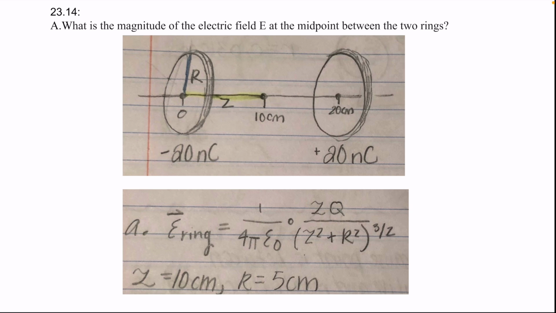We were given in the book the equation for the electric field of a ring, which is 1 over 4 pi epsilon naught times z times q over (z squared plus r squared) to the power of 3/2. And so we have enough information from the problem to pretty readily solve this. But before we do that, we're going to have to take into account the fact that there are two rings here, and I'll talk about that now.